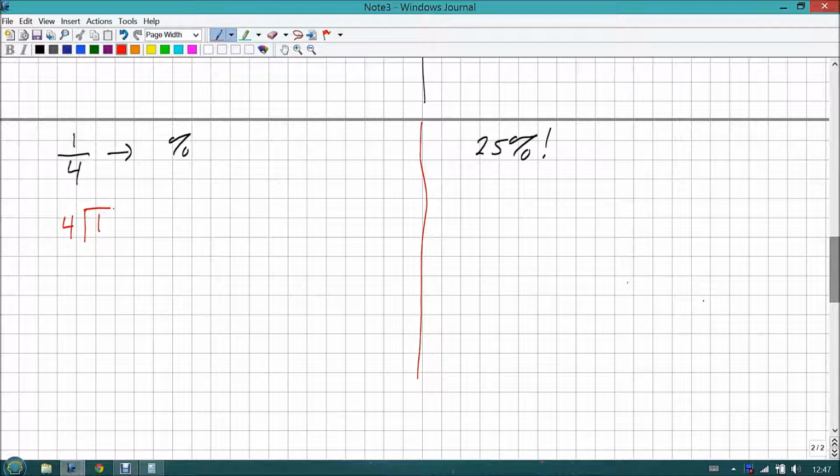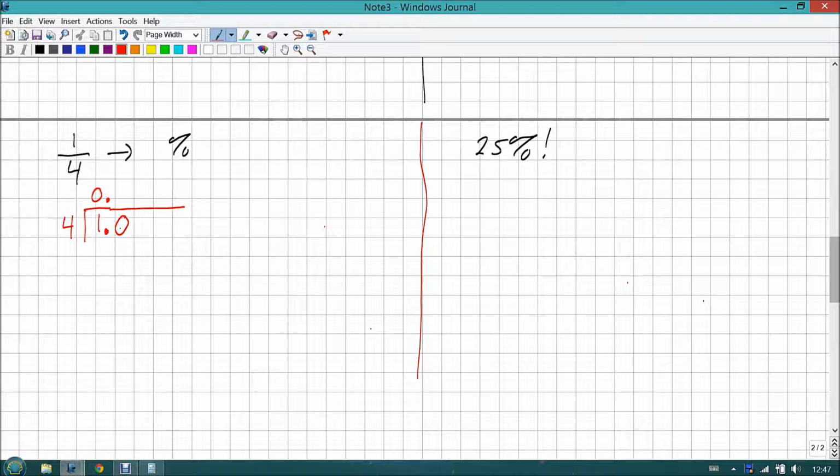And in our long division, we say, how many times does 4 go into 1? And the answer to that question is none. So we put a 0 there. And normally we'd be done, but we still need to turn it into a percent. So what we do is we put a little decimal spot right after the first whole number, and then we can put a 0 there. And we can continue with our division.